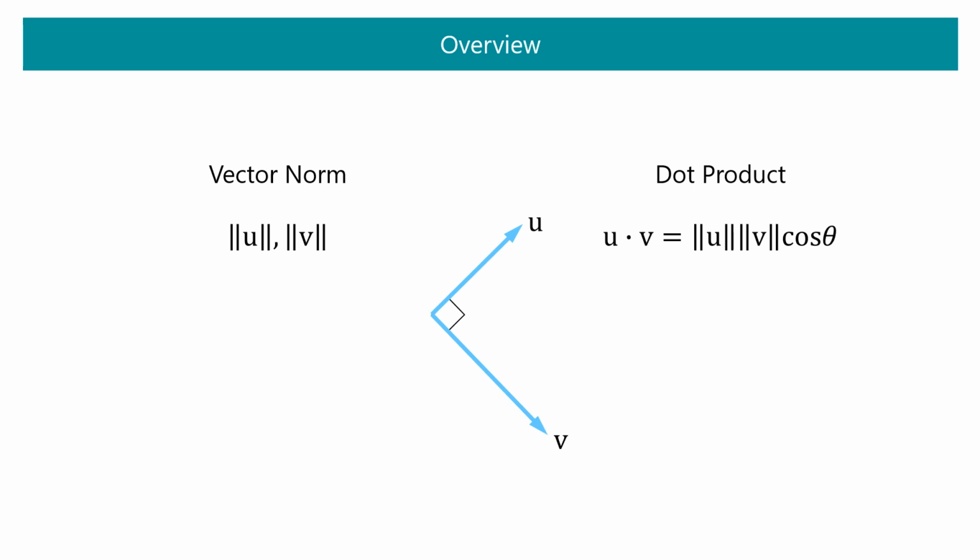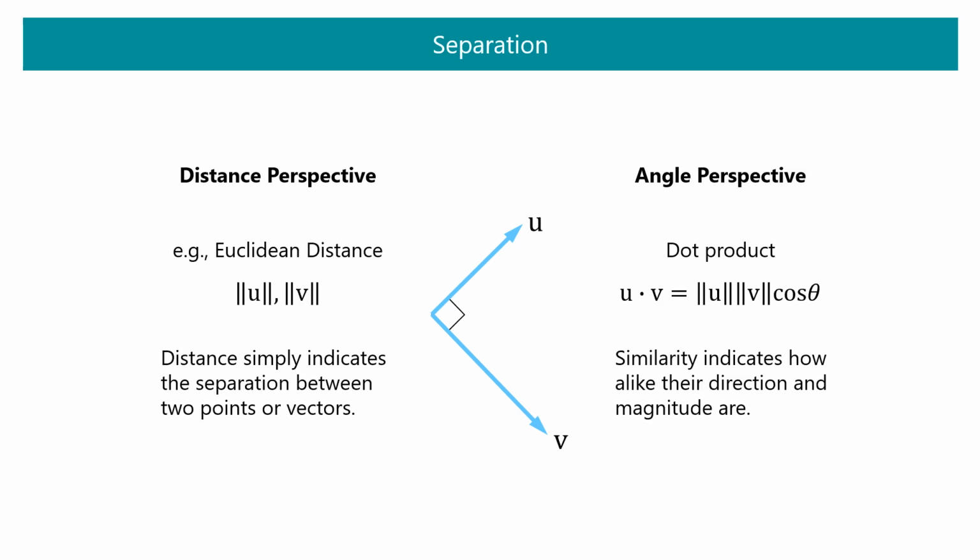In the previous video, I explained that a vector norm can be a measure of distance, while a dot product can be a measure of similarity. Let me introduce the concept of separation to understand the difference between distance and similarity. The separation between vectors can be represented primarily from two perspectives, distance perspective and angle perspective.